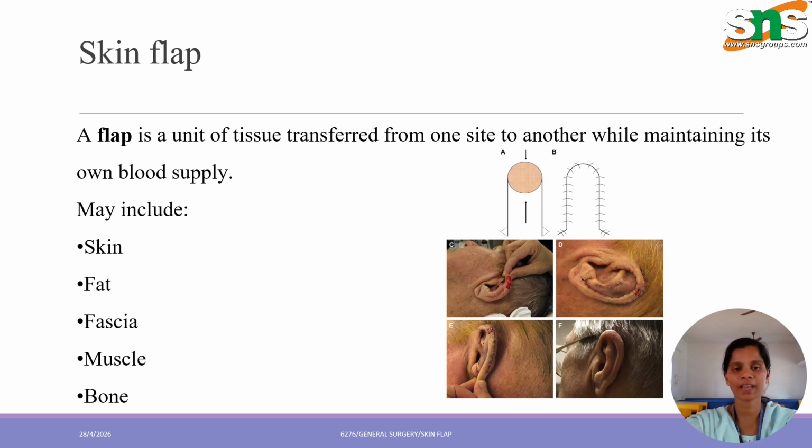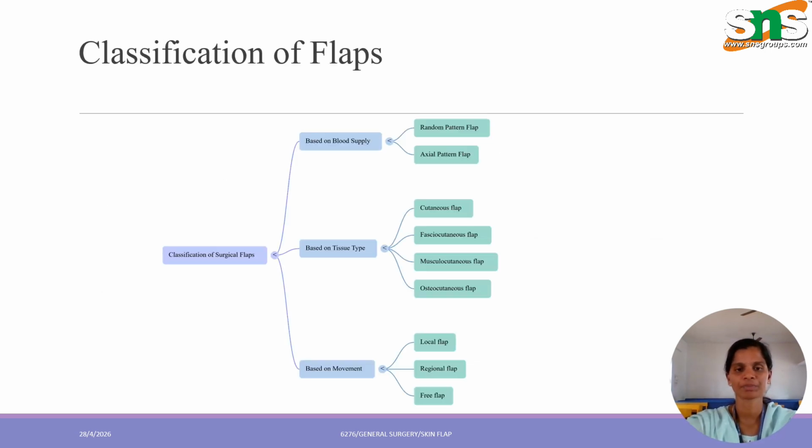Skin flap. A flap is a unit of tissue which is transferred from one side to another side while maintaining its own blood supply. The flaps may include skin, fat, fascia, muscle, or bone. So the difference between skin flap and skin graft is that in grafting, the blood supply won't maintain its own blood supply. In skin flapping, the transferred area or transferred site will maintain its own blood supply itself.